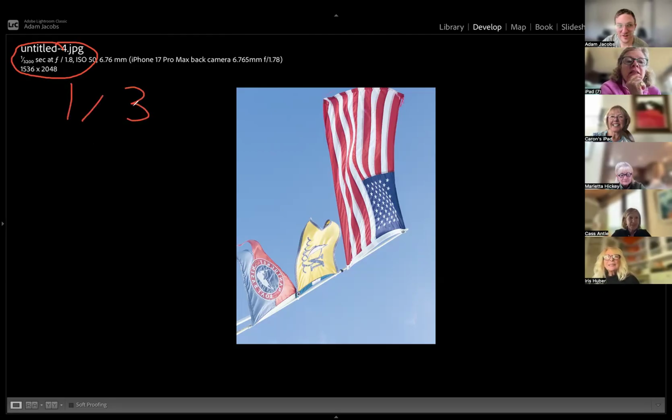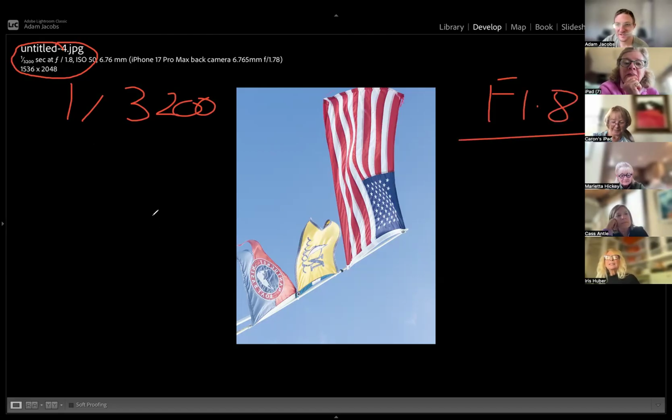You've got 1 over 3,200, and this other number that's not going to mean much to some of you, f1.8. The one on the left. You got it. It's the shutter speed. So what would you do? Would you slow it down or speed it up?